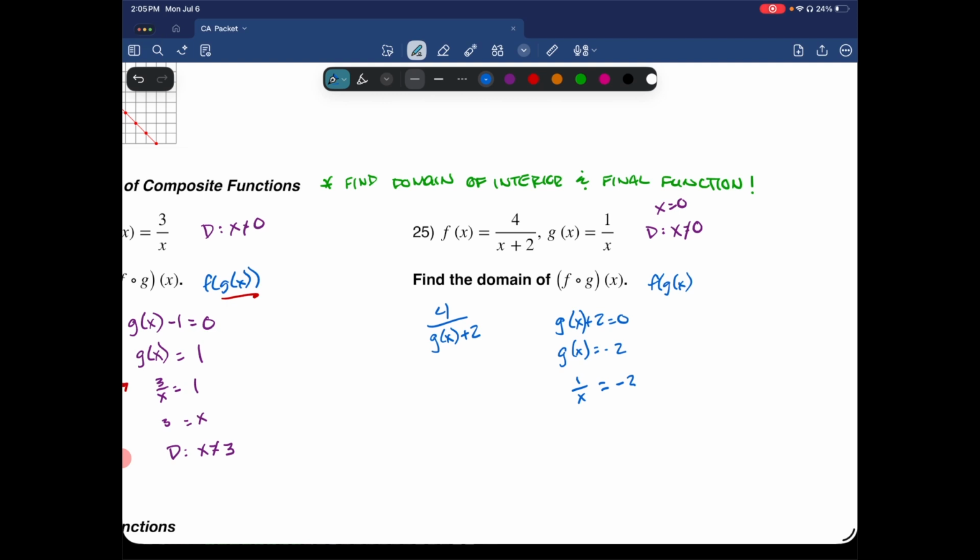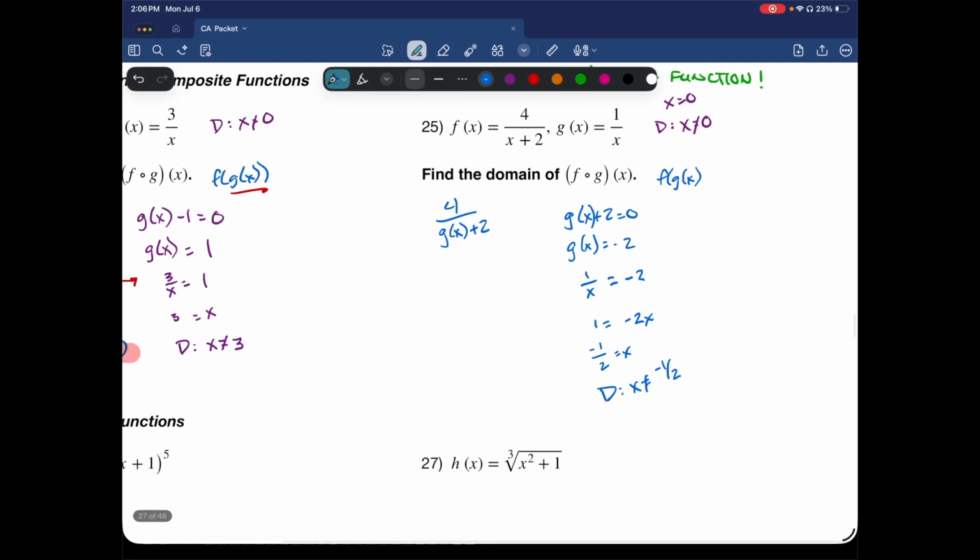Okay, so that's going to be 1 equals -2x, and then divide, and you get -1/2 equals x. Therefore, my domain on this one is x does not equal -1/2. Okay, so I can't include 0, and I can't include -1/2. All right, -1/2 is to the left of 0, so I got negative infinity to -1/2, -1/2 to 0, and then 0 to infinity. And there you go.